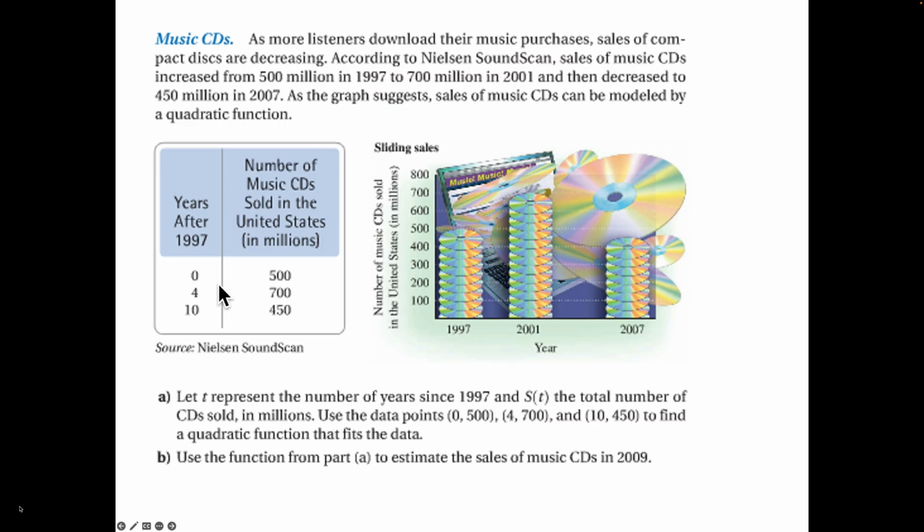Here's my point values. All right, T is going to be the number of years after 1997. Now, why did I choose that? Because they really didn't tell me, so I'm going to base it off of my first year. So in 1997, that's a 0, and it's 500 million. Then in 2001, that's 4 years after 1997, so 700. And then 2007 is 10 years after 1997. Now we're down to, again, 450 million. That's these 3 points right here.